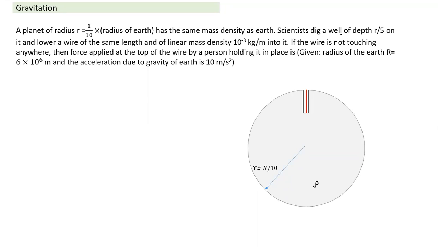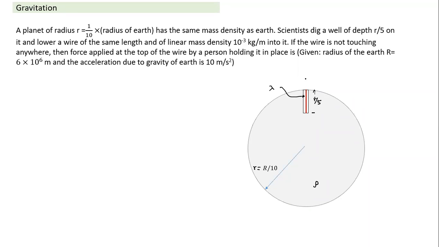So scientists dig a well of depth R by 5. For whatever radius this planet had, we have dug a well of depth R by 5 here. And a long wire of the same length. The red color is a wire. It is extending from the surface of the planet to the bottom of the well, of the same length, and its linear mass density, mass per unit length, is given as 10 to the power minus 3 kg per meter.